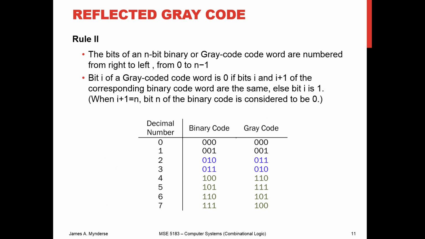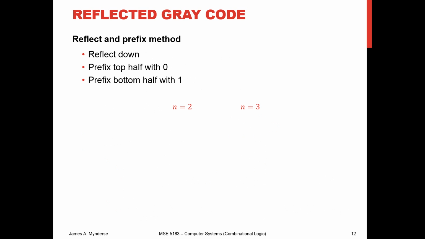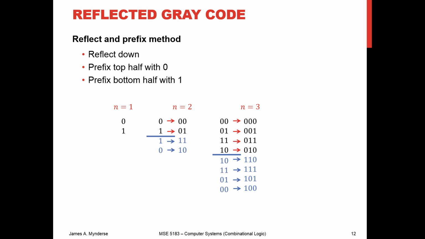We can also view it this way, that we're going to apply rule 2 here. They're all getting at the same thing. Here's our reflect and prefix method, same sort of thing that we can do. 0, 1, we'll reflect it down, and then we'll prepend. We'll take that, we'll reflect it down, and we'll prepend. It's all great code. It's just different ways to write out the same rule.